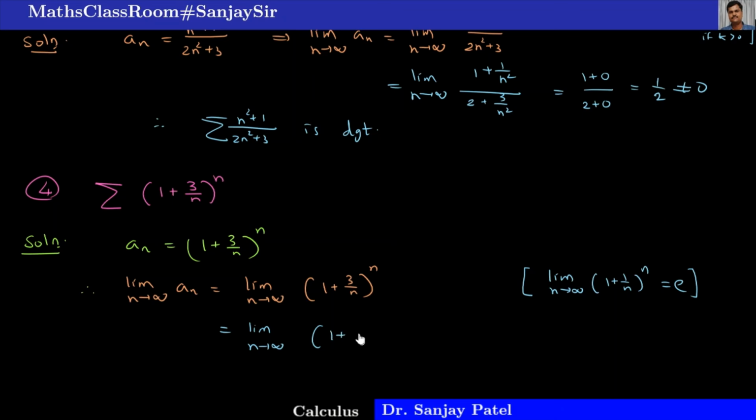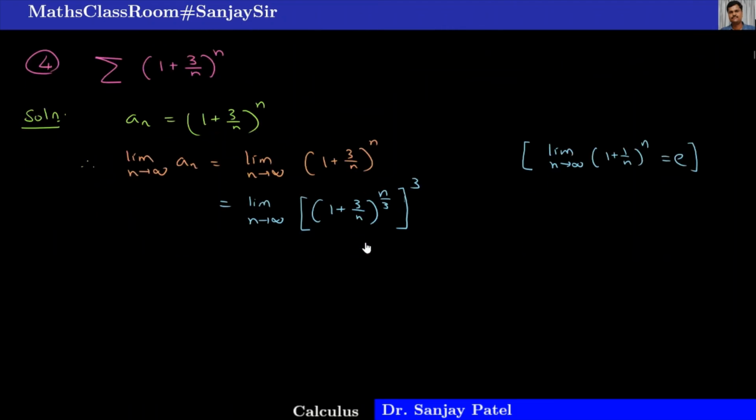Using some simple mathematics, (3/n)^n. I want the reciprocal of this, and this whole raised to 3, because we have to maintain the same thing. So this 3 gets cancelled and you will get the same thing. Now you can find the limit of this. As n tends to infinity, this thing tends to e. So because of this formula, this is e raised to 3 finally.